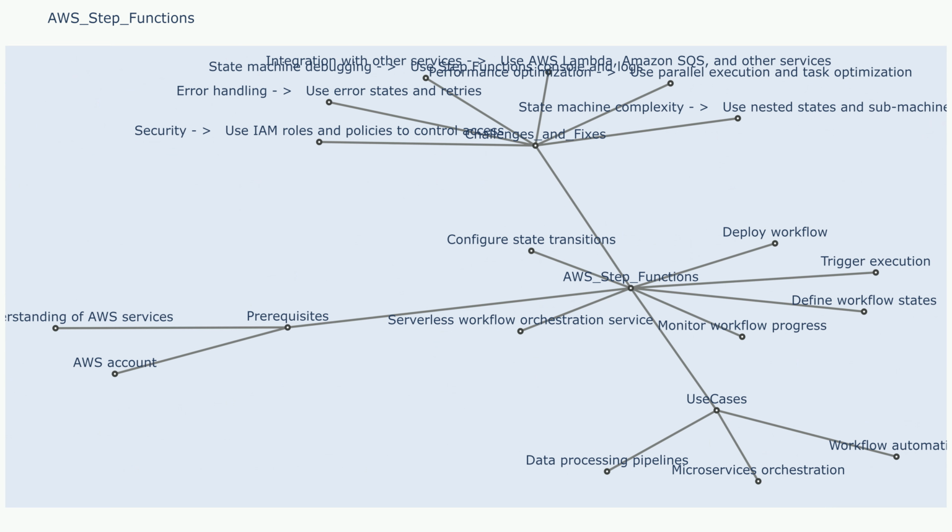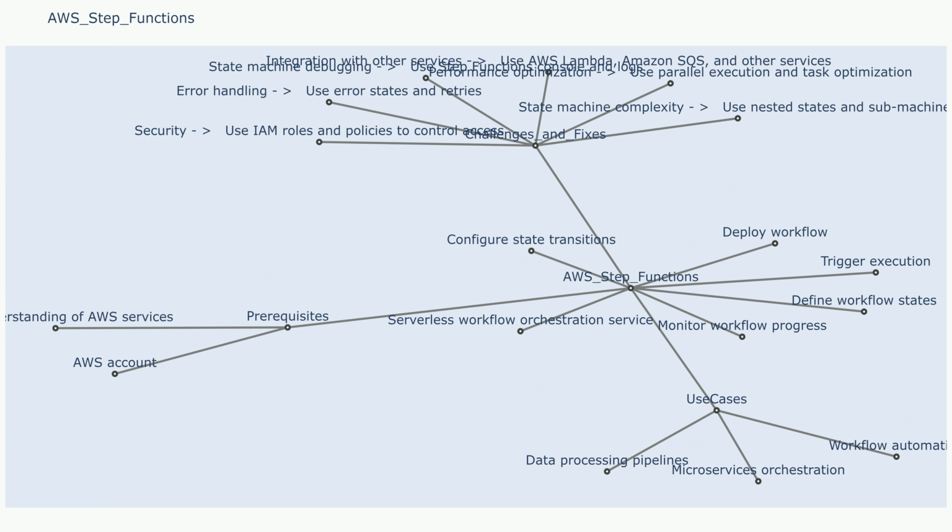State machine debugging: troubleshooting issues and understanding the flow of execution within your workflow. Use the Step Functions console to visualize the workflow execution graph, view logs, and monitor progress. Use CloudWatch logs: utilize CloudWatch logs to track execution history, capture error messages, and gain insights into workflow behavior.